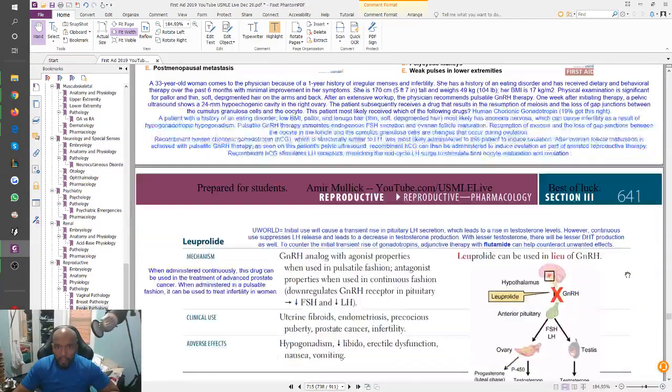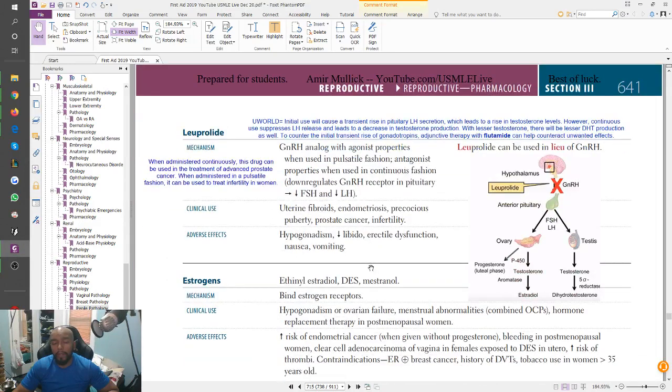So let's take a look at the actual notes before we start doing some questions, right? So here, first medication, leuprolide. Step 1, NBME, all of these guys, they love this medication because of the way it works. It's got a very intricate thing to it. So this is a GnRH analog with agonist properties when used in pulsatile fashion, but antagonist properties when used in a continuous fashion. And we saw this when we were in endocrine, that depending on whether or not something is in a pulsatile fashion or continuous fashion, its hormonal effects can be completely opposite. And this is a very good case scenario of that.